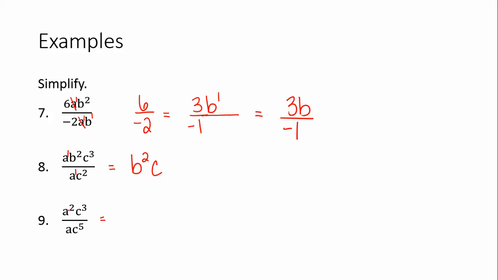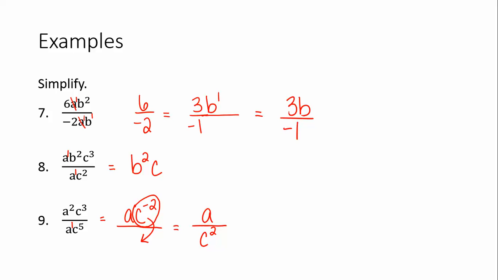Example 9, we have a squared over a. So 2 minus 1 is a to the first, or just a. Then we have c cubed on top over c to the fifth. Well, if we subtract numerator minus denominator, 3 minus 5 is -2. So we get c to the -2nd power. But remember, for our rules for simplification, we cannot leave a negative exponent in our answer. How do we get rid of negative exponents? We move them to the denominator and they become positive. So the a stays on top, and the c to the -2nd becomes c squared on the bottom.